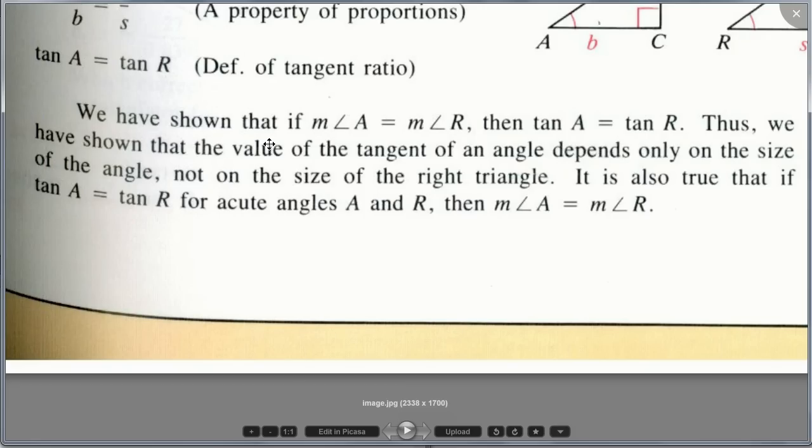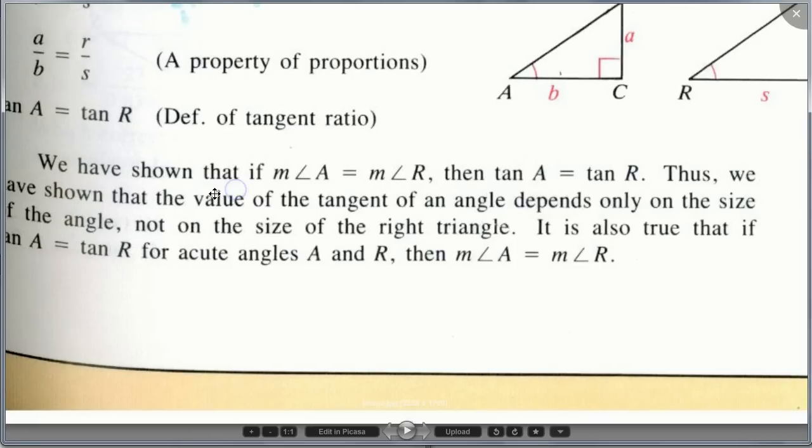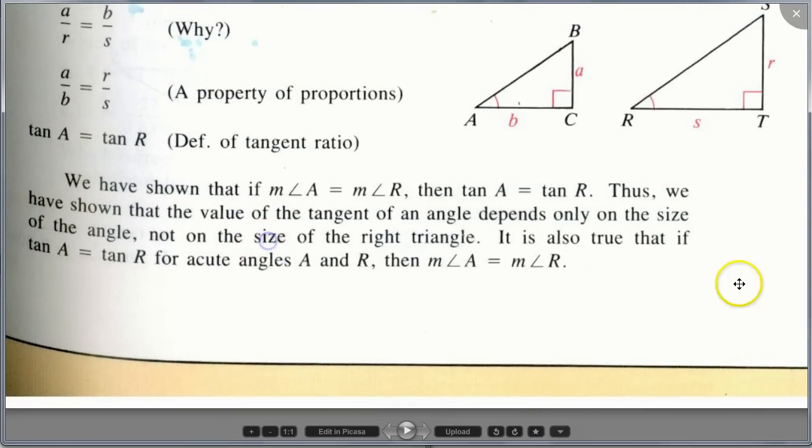Katie, can you read this for us? We have shown that if the measured angle A equals the measured angle R, then tangent A equals tangent of R. Thus, we have shown that the value of the tangent of an angle depends only on the size of the angle, not on the size of the right triangle. It is also true that if tangent A equals tangent R for acute angles A and R, then measured angle A equals measured angle R.